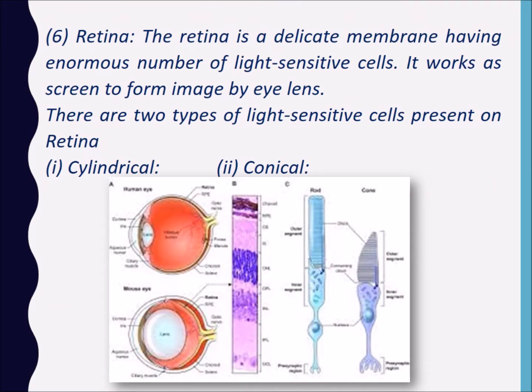6. Retina. The retina is a delicate membrane having an enormous number of light-sensitive cells. It works as a screen on which the image is formed by the eye lens. There are two types of light-sensitive cells present on the retina: 1. Cylindrical (rods), 2. Conical (cones).